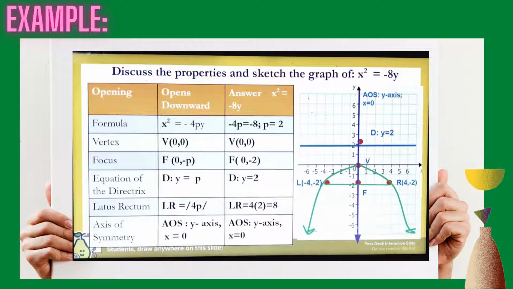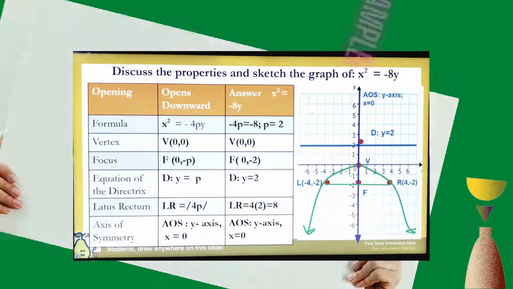And then draw a line, which is the latus rectum. The latus rectum is 8, so divide 8 by 2. 8 divided by 2 equals 4. So the movement is 4 steps to the right and 4 steps to the left. So let us now draw the latus rectum and write the coordinates of point L, which is -4, -2. And the coordinates of point R is 4, -2. And the last is to draw the AOS, which is the y-axis. And it means that if the AOS is the y-axis, it means that x is equal to 0.